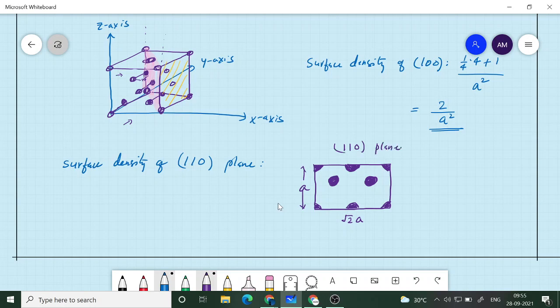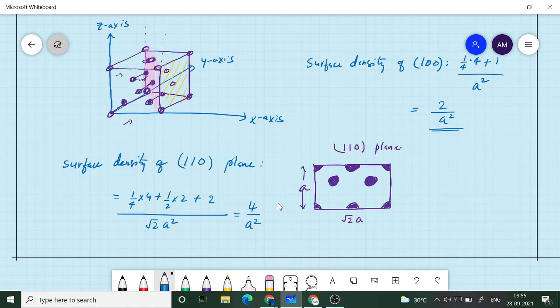So now you can count the surface density. Surface density is equal to the total number of atoms, so 2 is coming from the new FCC lattice, and 1 by 4, 1 by 4, 1 by 4, that will be 1 plus half into 2. So 1 by 4 into 4 plus half into 2 plus 2, divided by the area. What is the area? Root 2 a square, the area of the rectangle. So this will amount to 2 plus 2, 4.